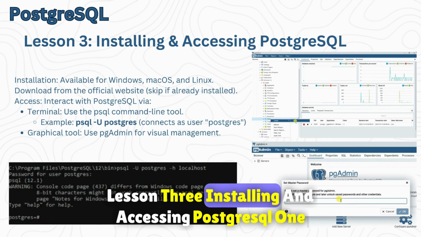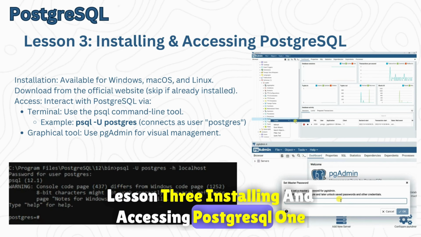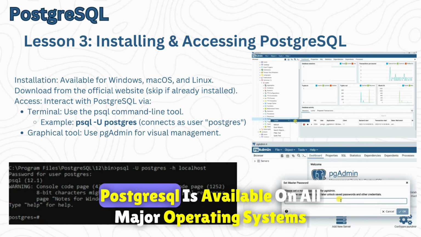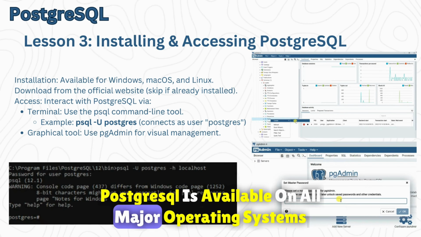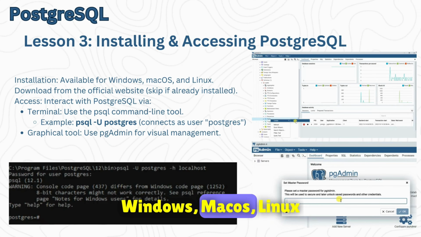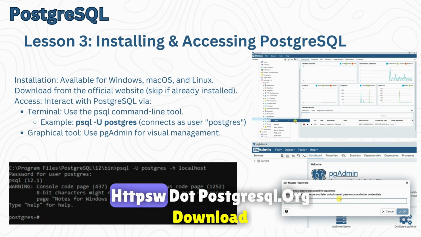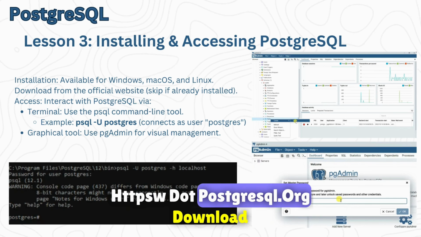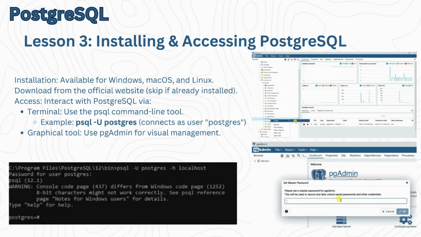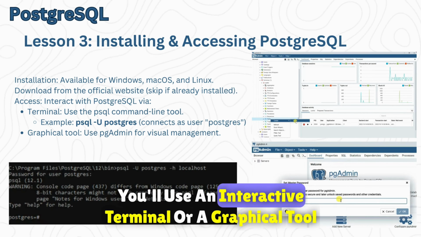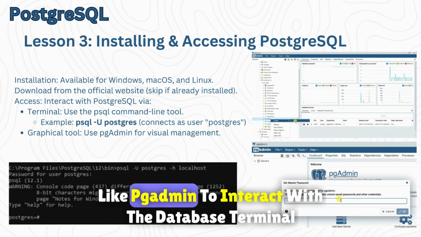Lesson 3. Installing and accessing PostgreSQL. 1. Installation. Skip if you already have it installed. PostgreSQL is available on all major operating systems: Windows, macOS, Linux. You can download it from PostgreSQL's official site, https://www.postgresql.org/download/. 2. Accessing PostgreSQL. After installation, you'll use an interactive terminal or a graphical tool like pgAdmin to interact with the database.